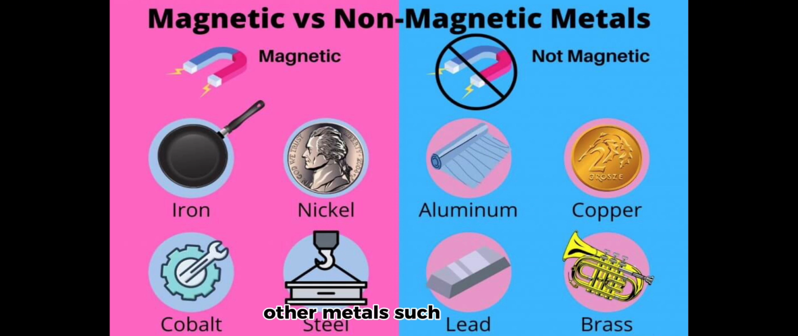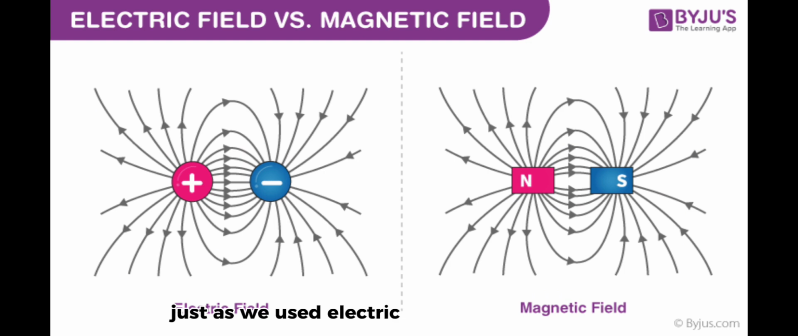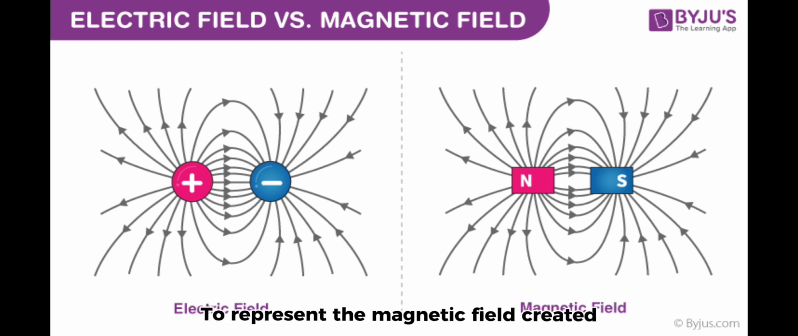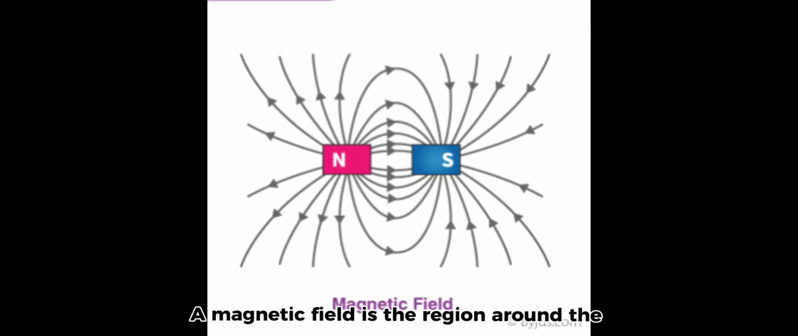Other metals such as cobalt, nickel, iron, and steel are attracted to magnets even though they are not magnets themselves. Just as we use electric field lines to represent the electric field created by charges, we can also draw magnetic field lines to represent the magnetic field created by magnets. A magnetic field is the region around a magnet where a magnetic force can be experienced. We measure magnetic fields using a unit called Tesla.